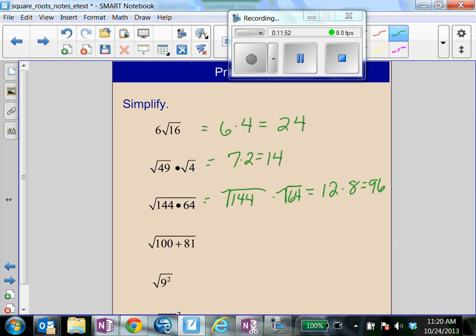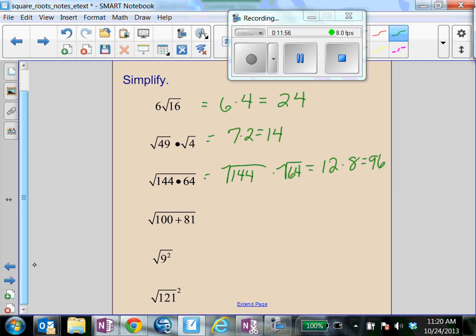Okay? All right. Now with addition, we cannot break that up. So we cannot do the square root of 100 plus the square root of 81. You cannot do that. It is not equal to this. So all we can do here is add. So we get the square root of 181. Well, the square root of 181 is not a perfect square. There's not one whole number that when multiplied by itself equals 181. Therefore, we can't take the square root. Therefore, that is the answer.